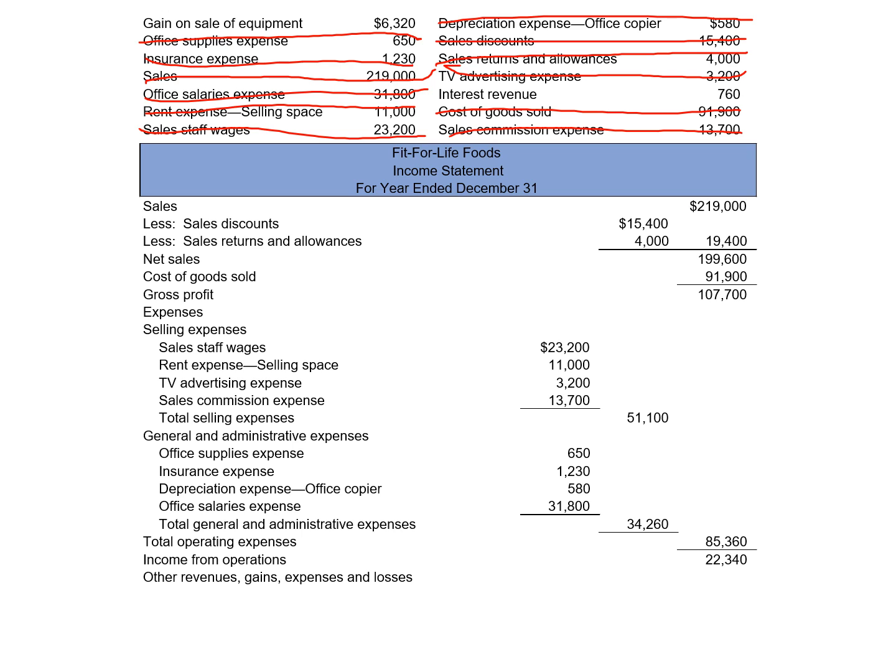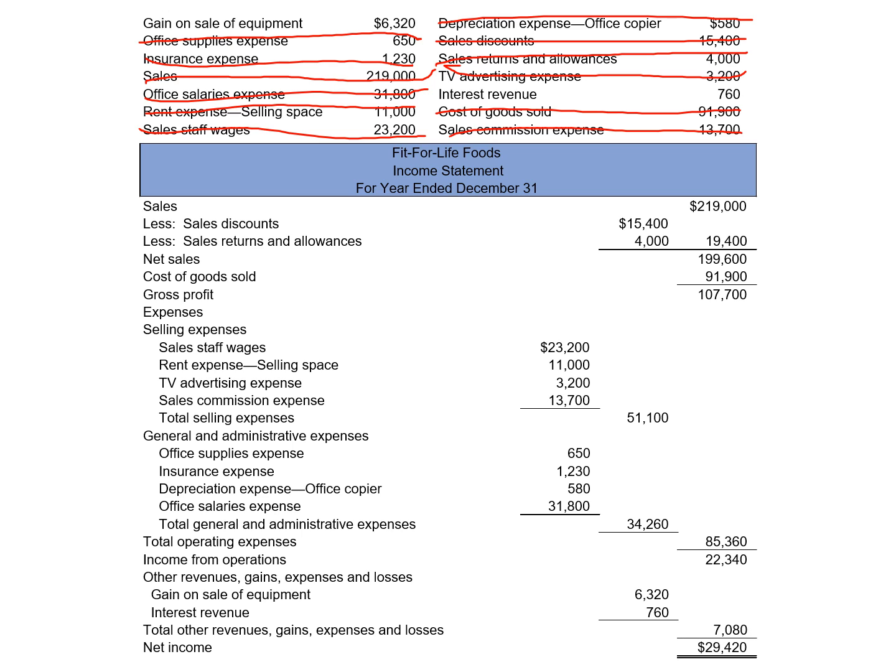And then you have this other section, which is where you put your gain on sale of equipment and interest revenue. So we have gain on sale of $6,320. We have interest revenue of $760. So we're going to add to our income from operations of $22,340, this $7,080 for total net income of $29,420.